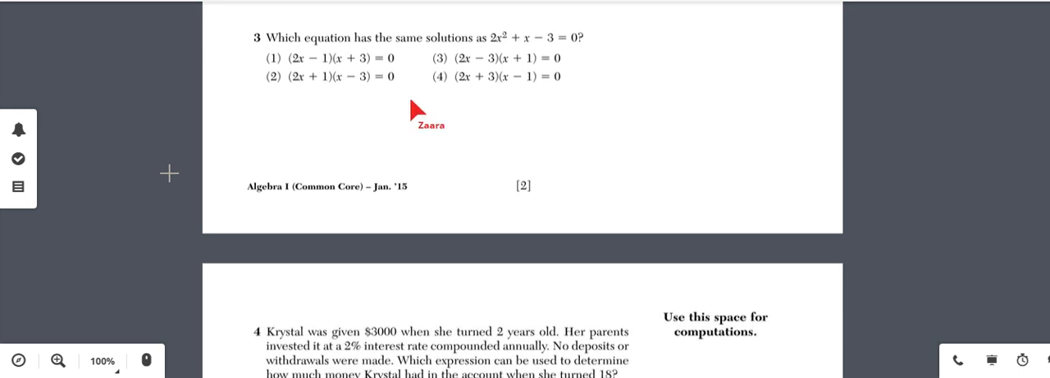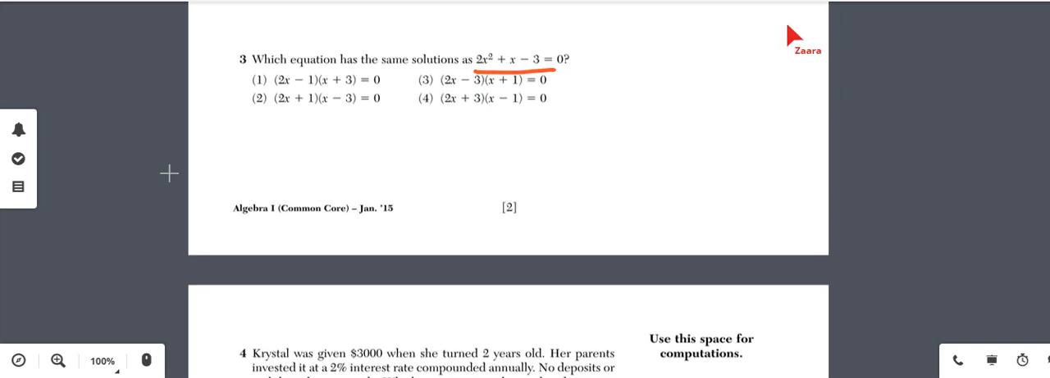Which equation has the same solution as this one? So again, you are given this equation, and you are given some different equations, and you have to check which of them will have the same solution. So how can we solve it quickly? This is basically done with factorization.